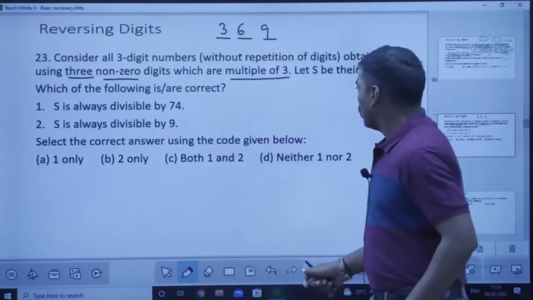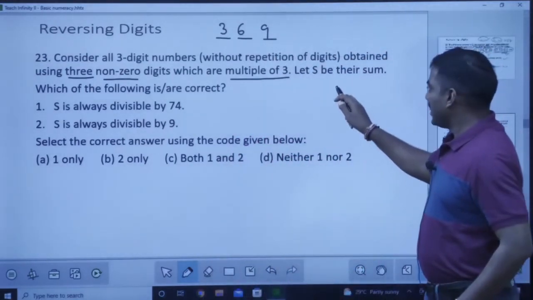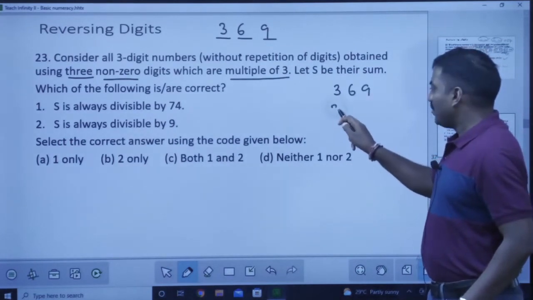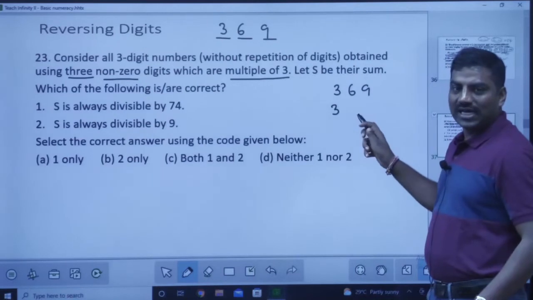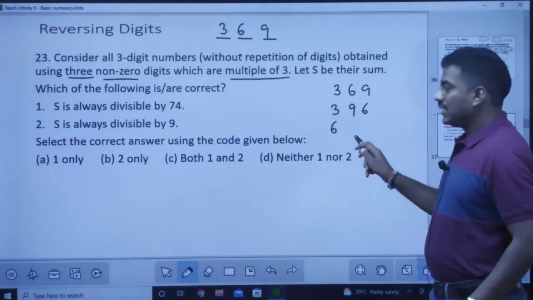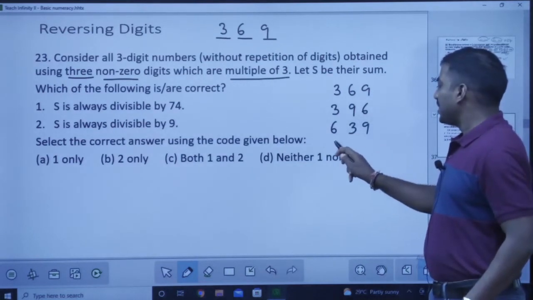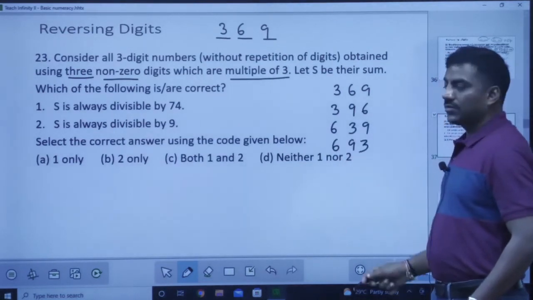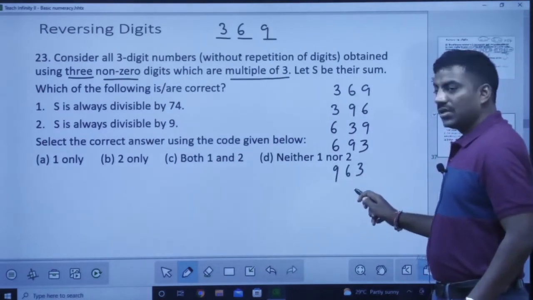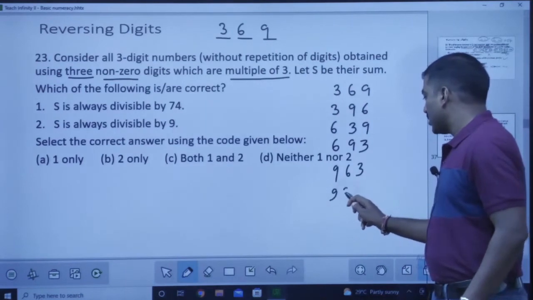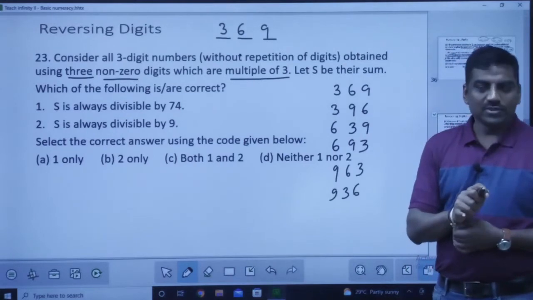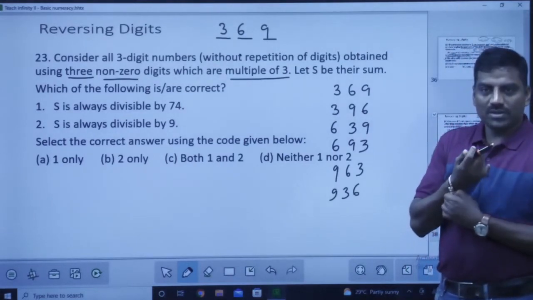So there is a pattern to try. First take the first number and write the other 2 numbers. Keep the first number intact and interchange the other digits. Take the second digit, write the other 2 digits, and again interchange them. Take the last digit, write the other 2 digits, and again interchange them. So you get 6 combinations.